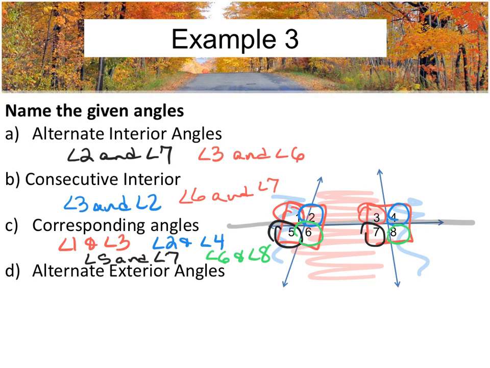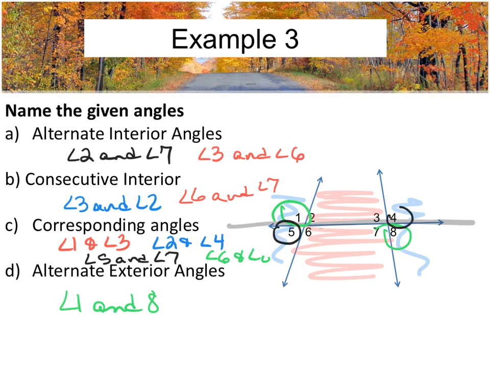And then the last one, alternate exterior. Opposite sides of the transversal and they're exterior angles. So here, let me erase some of this writing. So exterior, we're looking in the blue. So 1 with 8, and then 5 with 4, and that would be your alternate exterior. So be able to name these angle pairs given a picture.